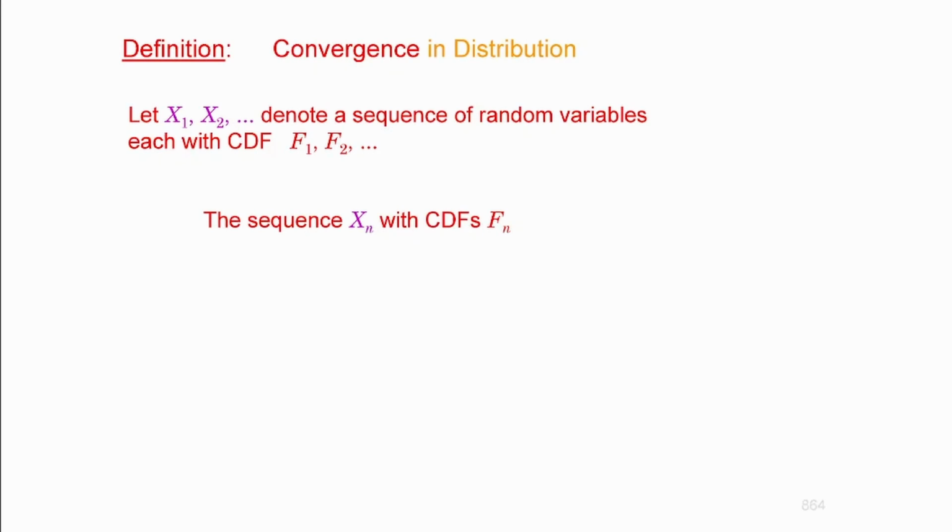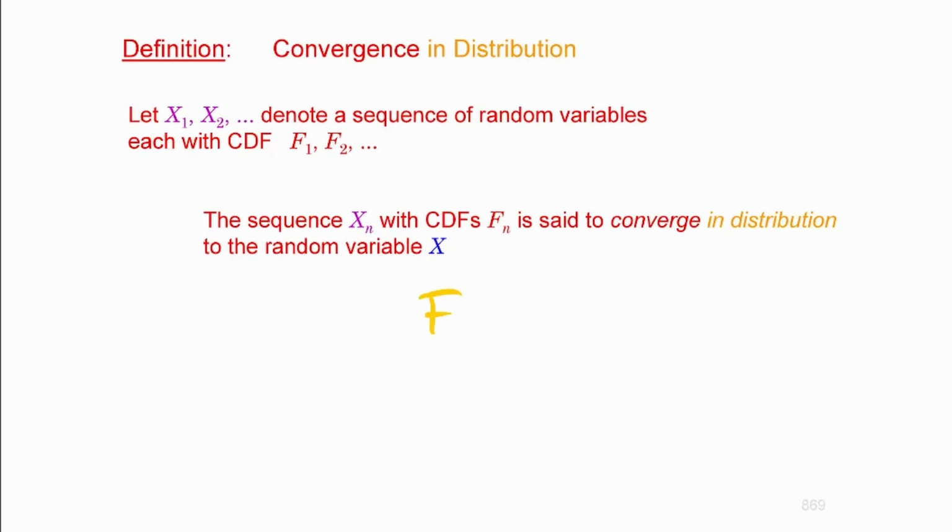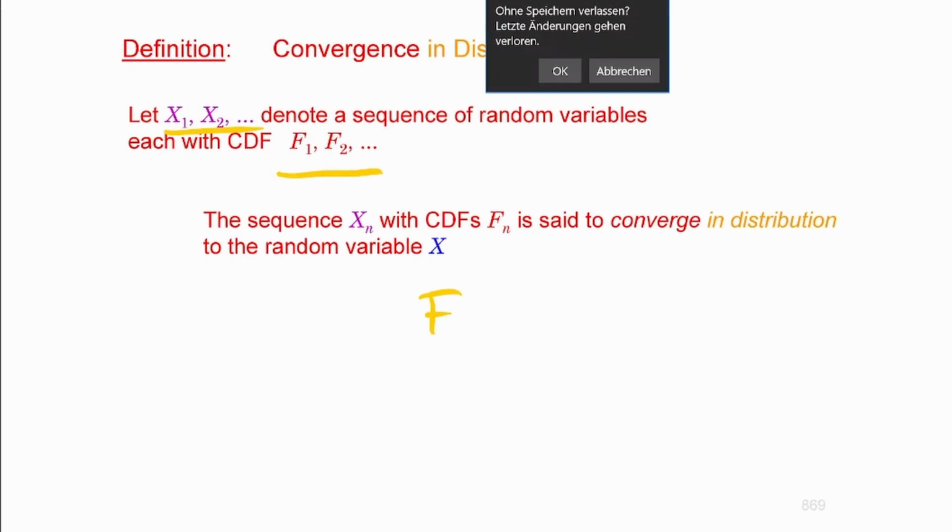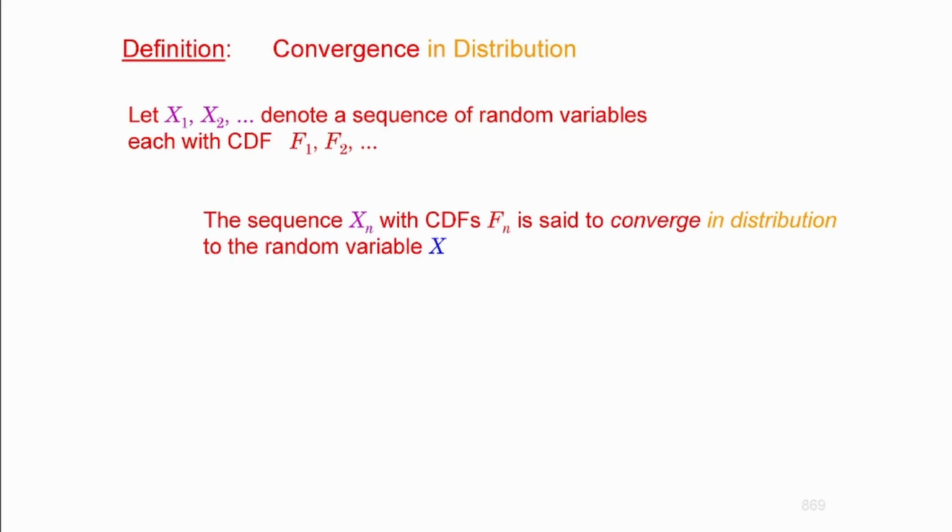Then the sequence is said to converge in distribution to another random variable. That also has a distribution function, which is going to be the CDF of X, and those are the CDFs of the sequence. That's going to be the limit. The sequence is said to converge to the limit with cumulative distribution function, also denoted by capital F, if the cumulative distribution functions converge.